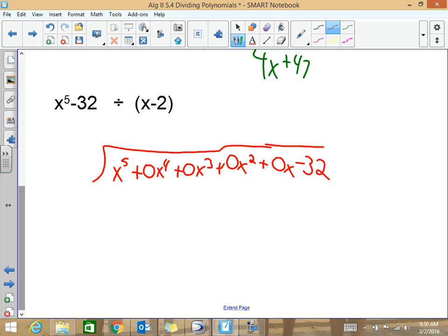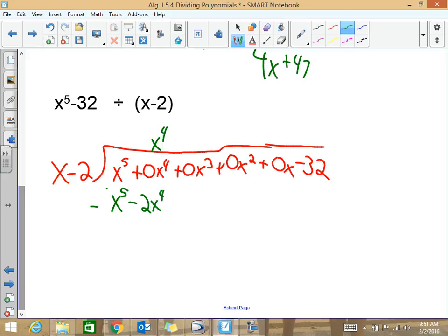Okay, and then we're dividing by x minus 2. So x minus 2 itself is not missing anything, so we're good on that one. Okay, so now let's get started. So what do we have to multiply x by to make it x to the 5th? X to the 4th, right? So we can put it right there, right above x to the 4th. So we distribute: x to the 4th times x is x to the 5th. X to the 4th times negative 2 is negative 2x to the 4th.